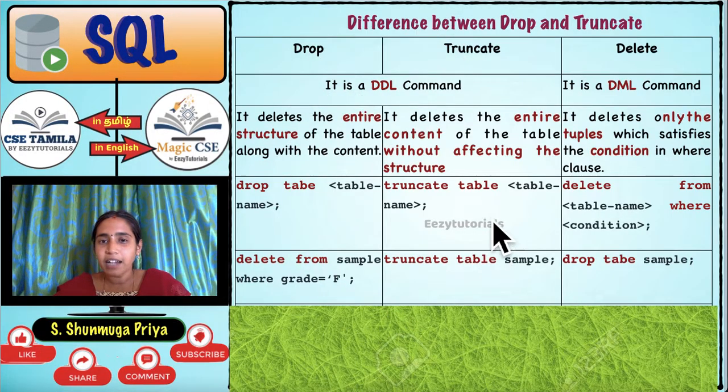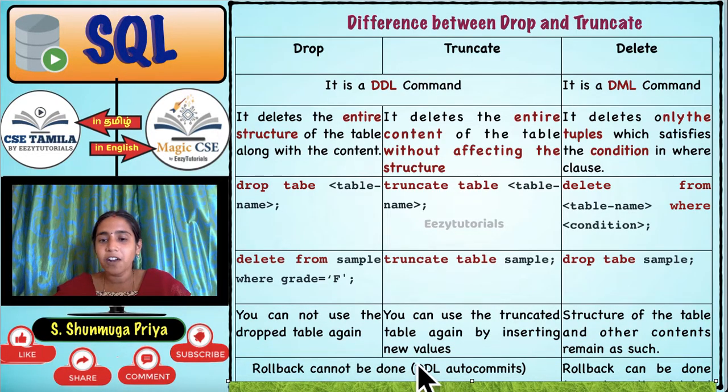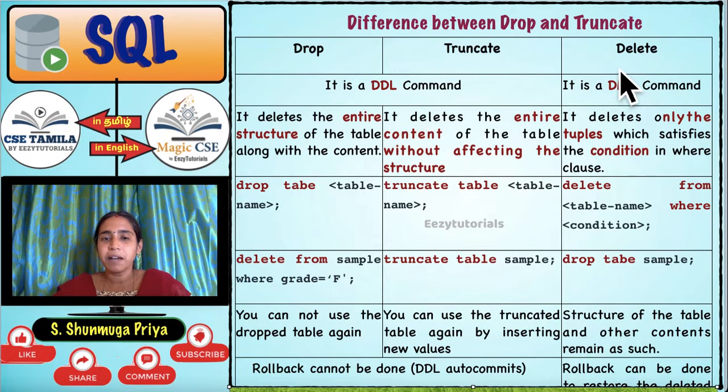So hope you clearly understood the difference between drop, truncate and delete. Rollback cannot be done with these DDL commands drop and truncate, whereas with delete you can work with the rollback command. So the entire structure along with content will be deleted by drop. Only the entire content will be deleted by truncate, but the structure remains safe. In the delete from command, only the tuples which satisfy the where condition will be deleted. The other tuples and the structure of the table will not be affected at all. So these are the differences between drop, truncate and delete.